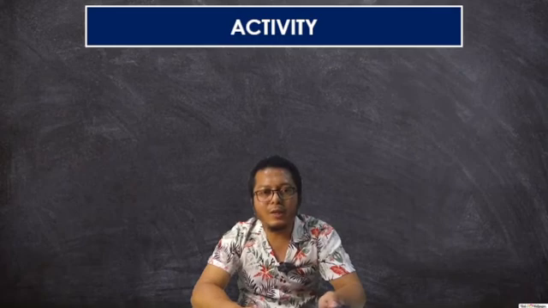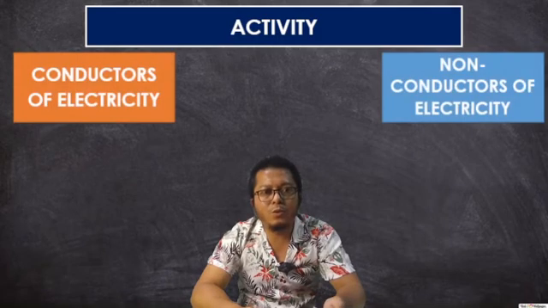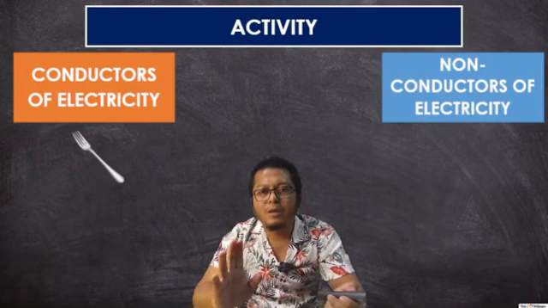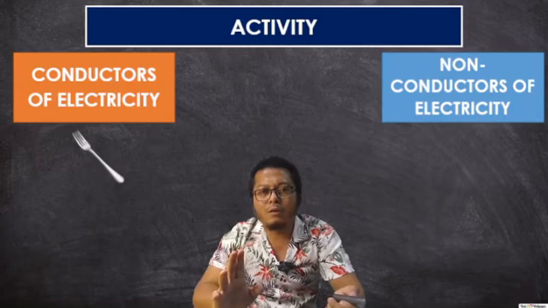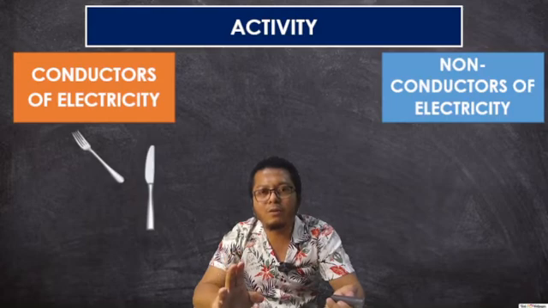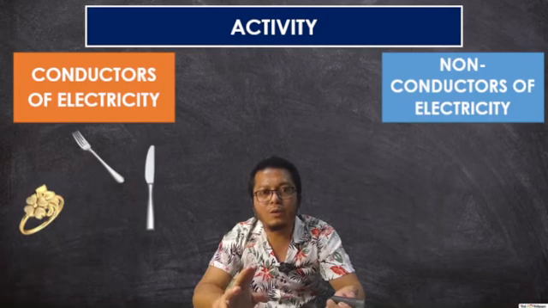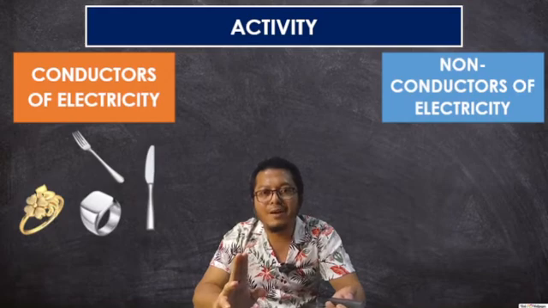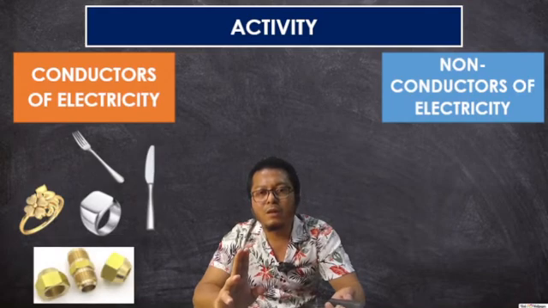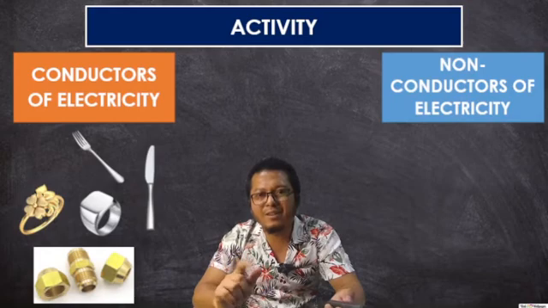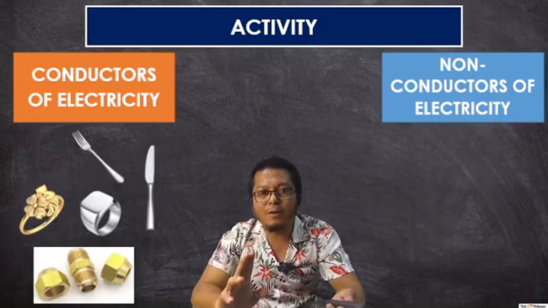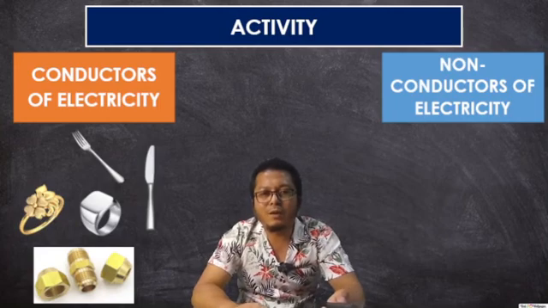Okay, so we did that, and what do we conclude? We can see that in our experiment, the fork would be a conductor of electricity. Obviously, the knife would be a conductor of electricity. And then we don't have the gold ring, but gold is also a conductor of electricity. My ring is a conductor of electricity. And the connecting metal is copper. Copper is also a conductor of electricity. So these are the conductor of electricity group.